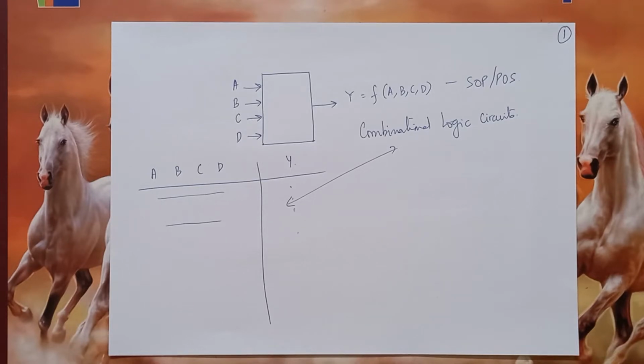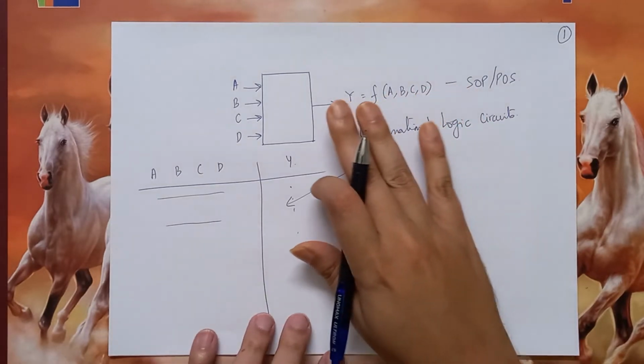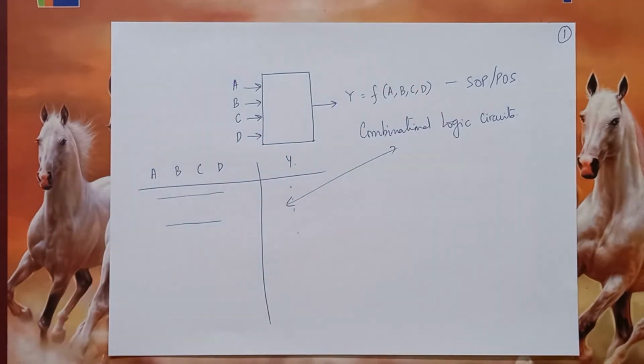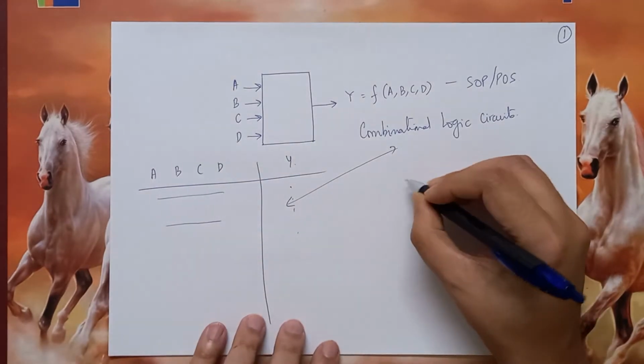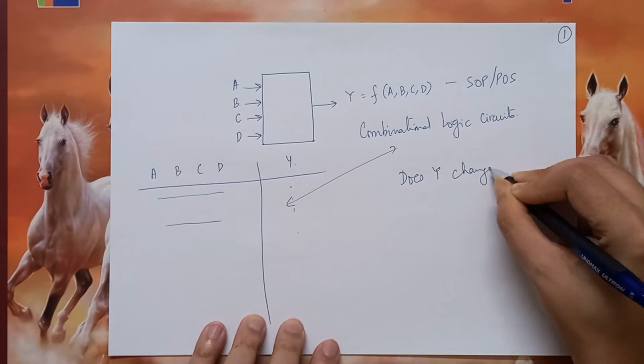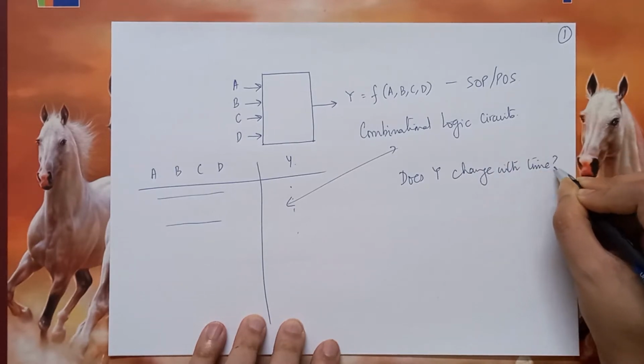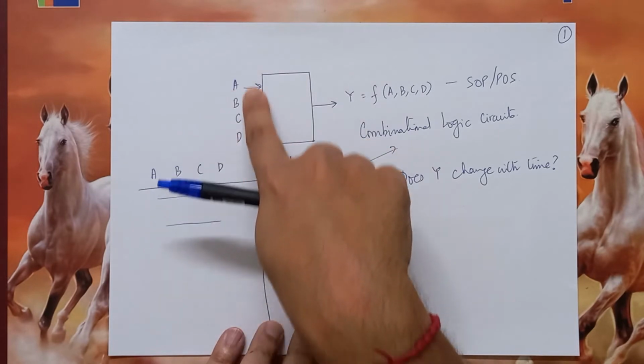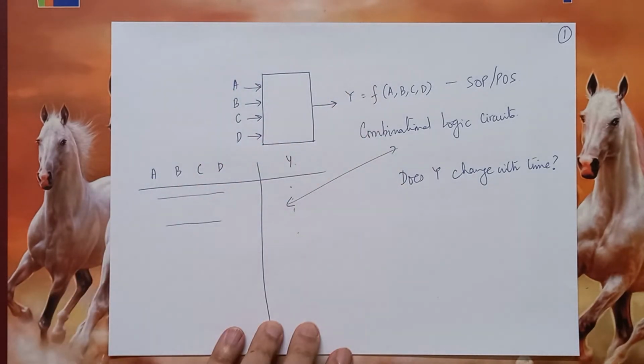Now, one thing that was so far implicit in our discussion was that y depends only on the values of A, B, C and D and nothing else. Supposing we were to now introduce the variation of y as a function of time. Does y change with time? What does y depend on? Y depends on A, B, C and D. So if A, B, C and D change, y will change. Otherwise, if I keep the values of A, B, C and D fixed, y will remain fixed for all eternity.